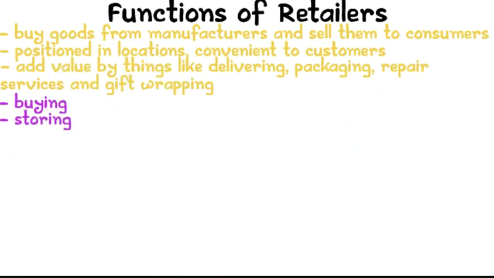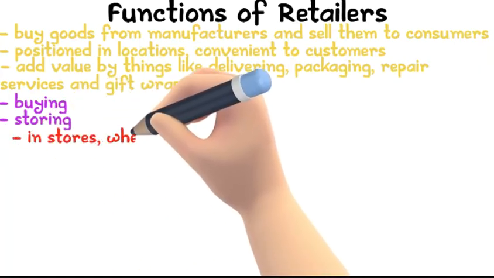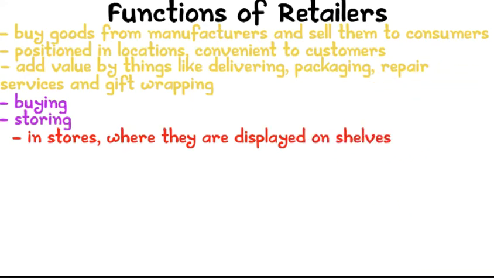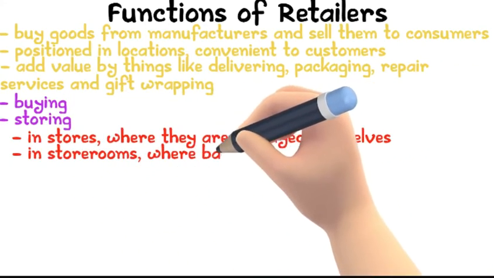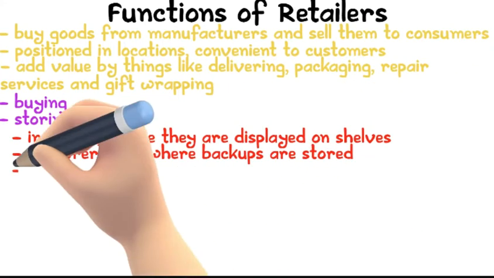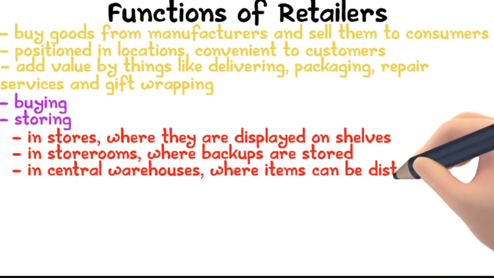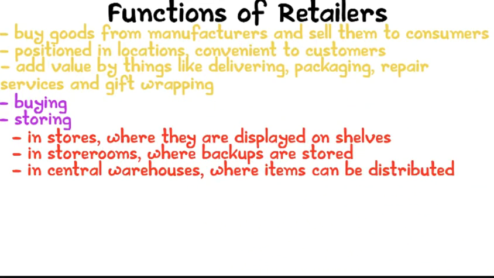Storing. Retailers have storage facilities to store their stocks of goods. Retailers could store their goods in stores where they are displayed on shelves, in storerooms where backup stocks could be held, or in central warehouses where the goods can be distributed to different outlets.